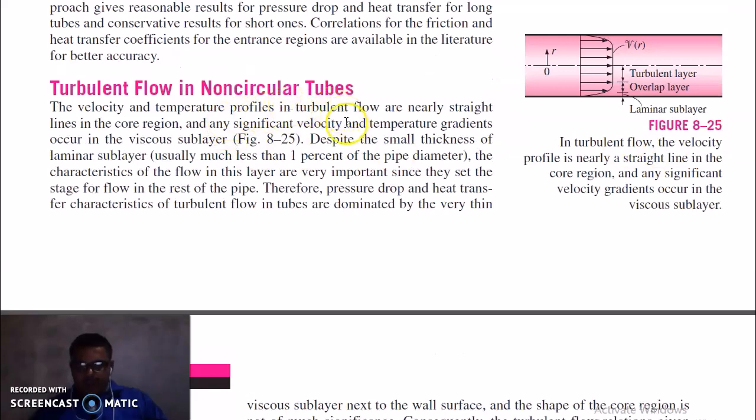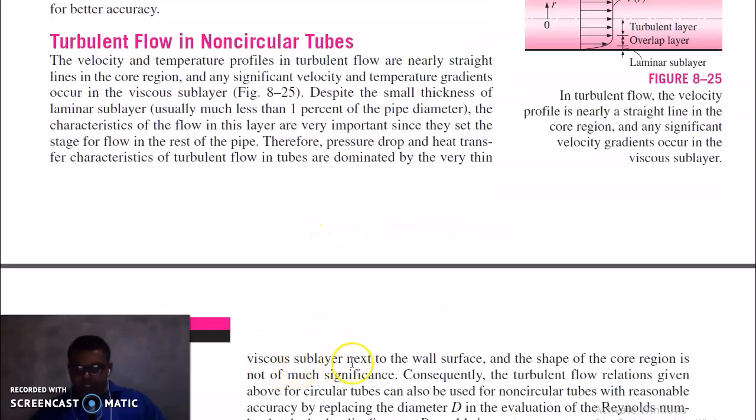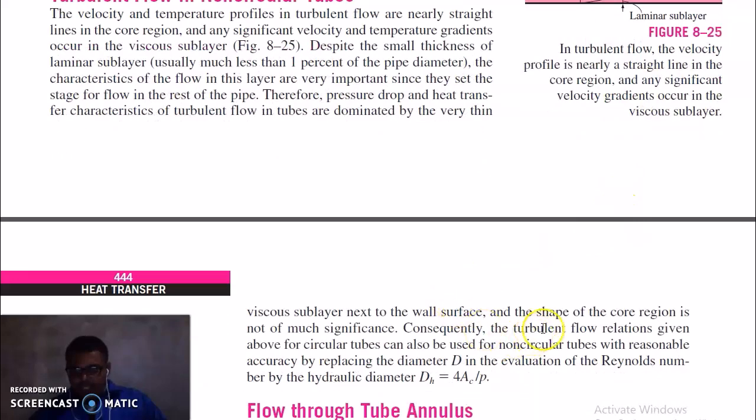Turbulent flow in non-circular pipes. The velocity and temperature profiles in turbulent flow are nearly straight lines in the core region, and any significant velocity and temperature gradients occur in the viscous sublayer. So this is your small layer. In this layer there is a velocity gradient, but above you can see the velocity profile is almost constant. Therefore pressure drop and heat transfer characteristics of turbulent flow in tubes are dominated by the very thin viscous sublayer next to the wall, and the shape of the core region is not of much significance.